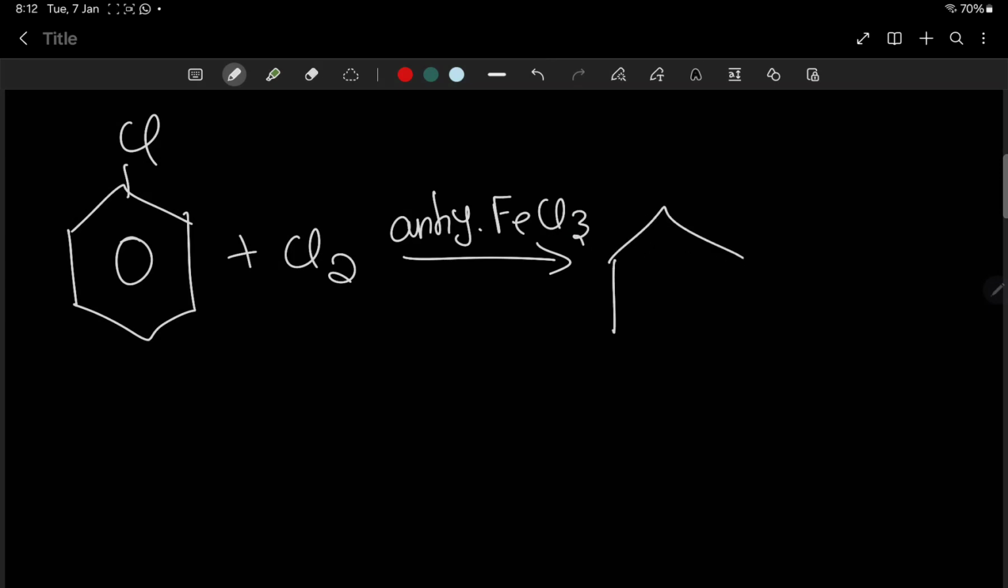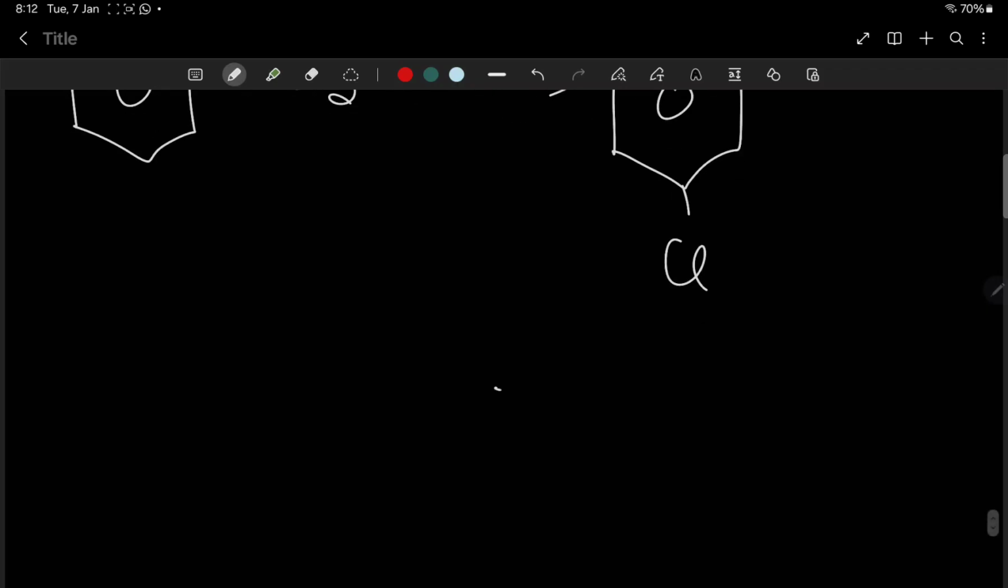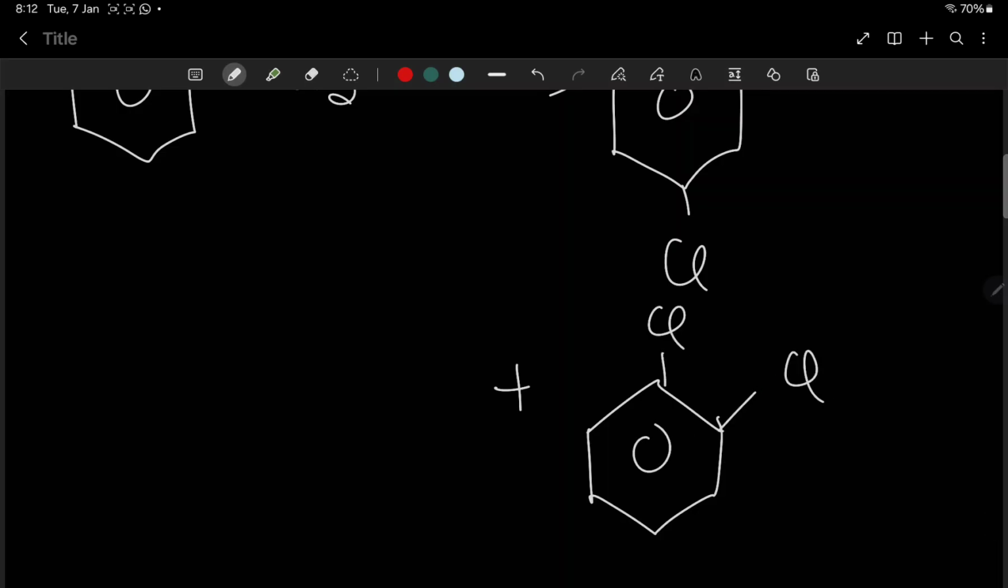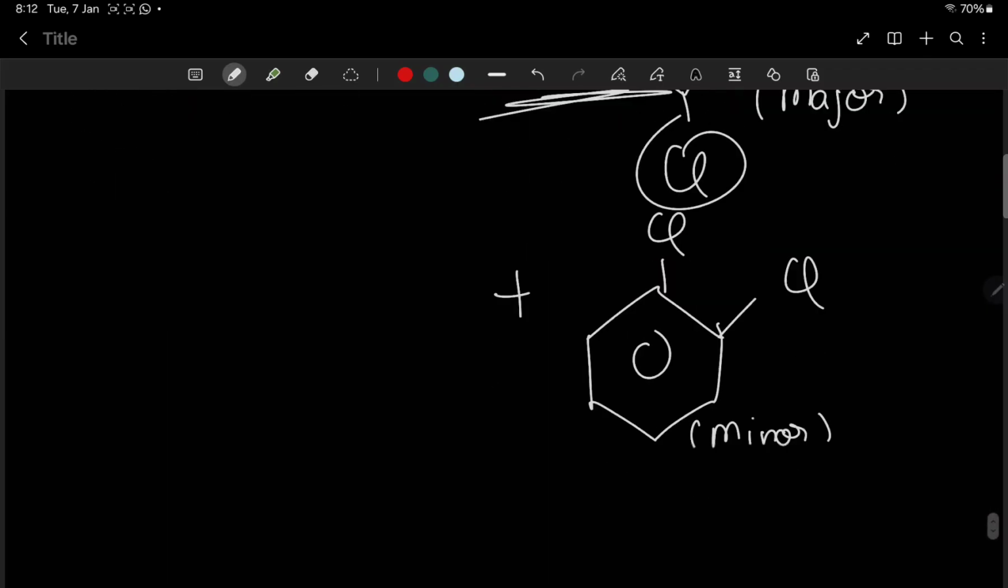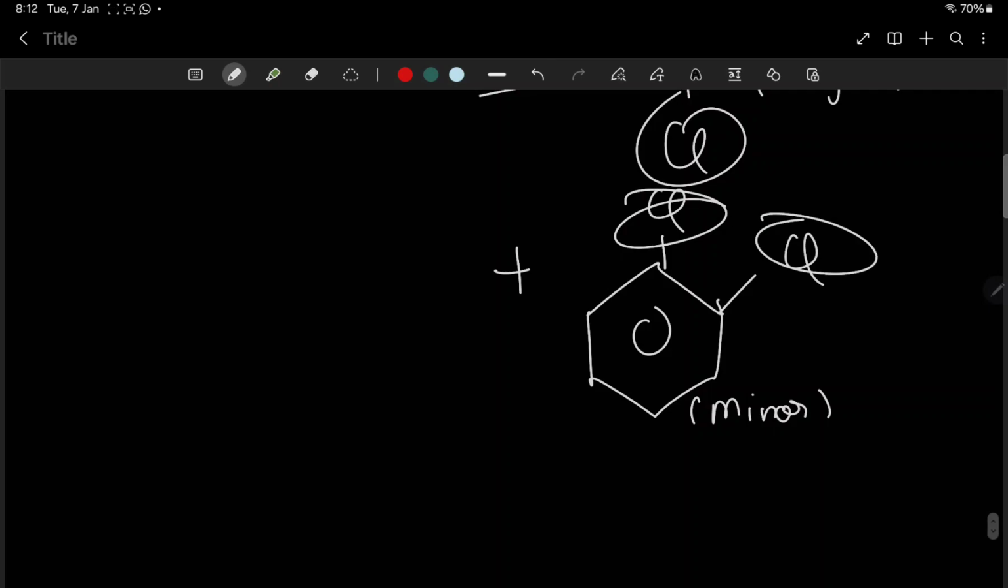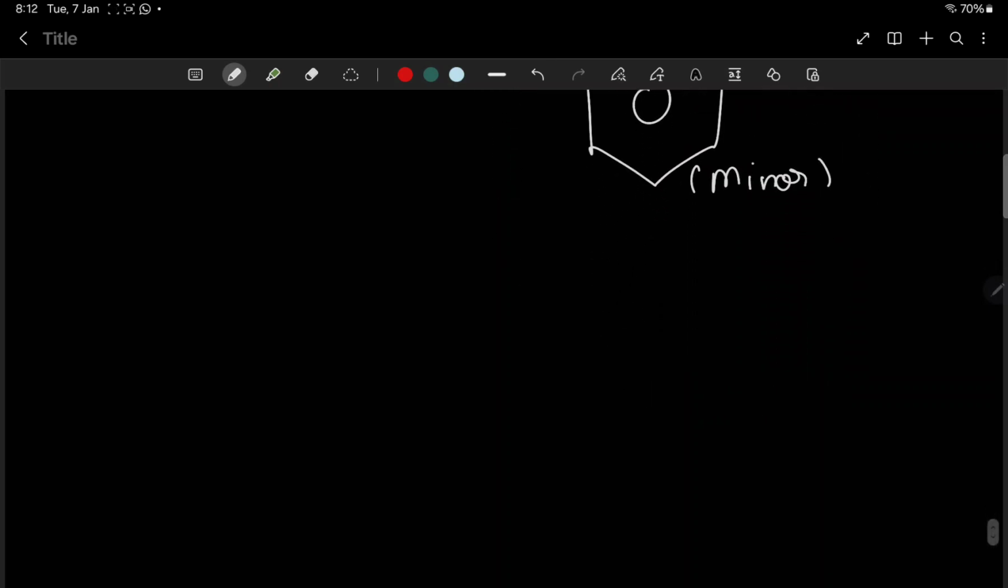We get this, at the para position or the ortho position. The para position is more preferred because of less steric hindrance. This is minor, this is major, because here there is less steric hindrance. One is here and one is here, but here they are very near to each other, so there is more steric hindrance.